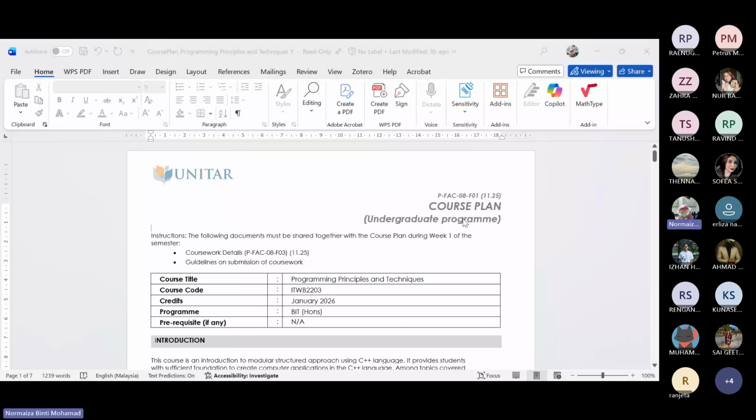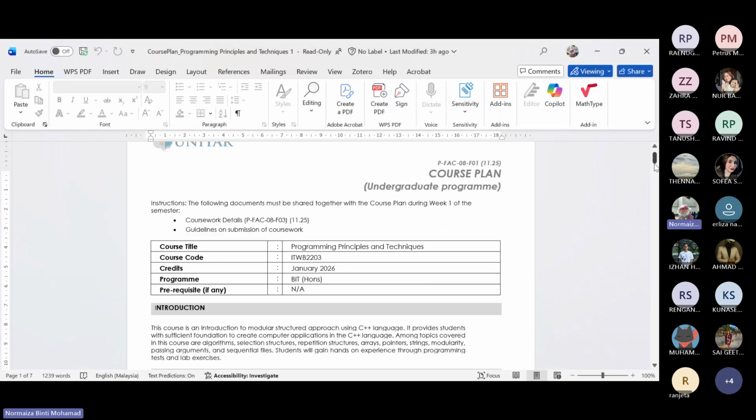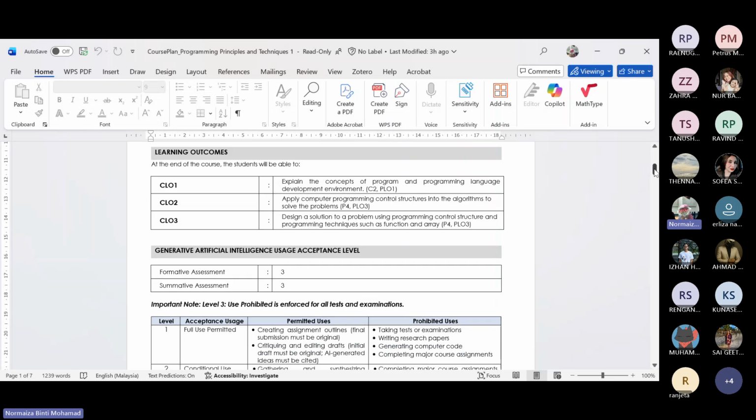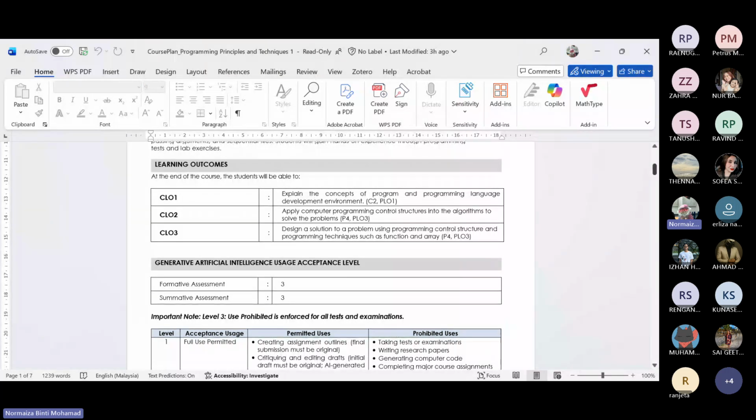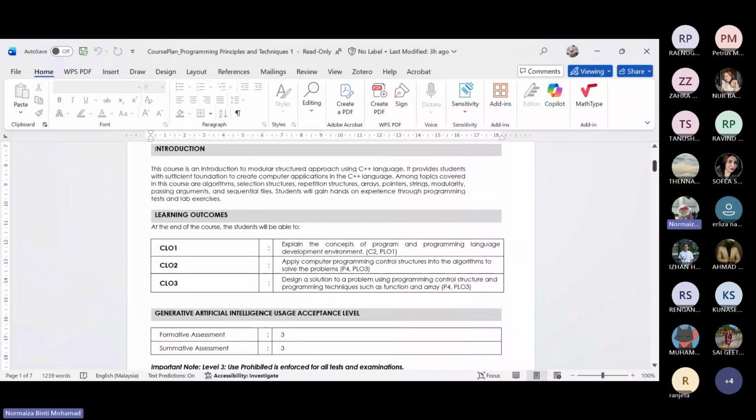Okay, this is the course plan. If you look in CN, it might not be uploaded yet, but it will be uploaded later. Okay, at the beginning, you can see that there's the introduction.